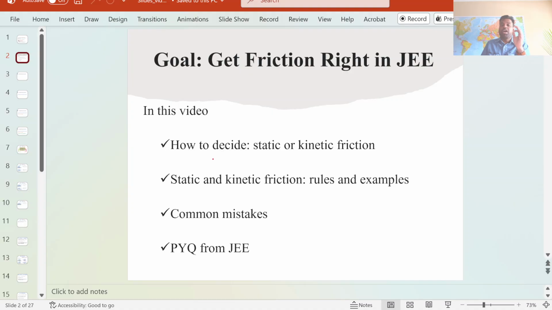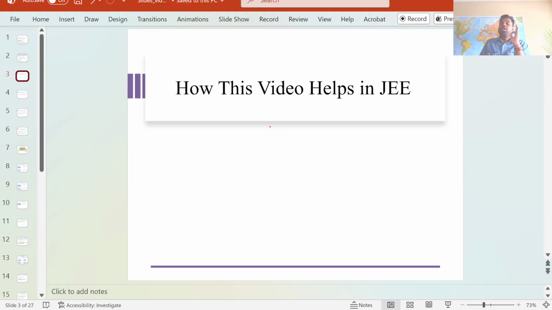We will start with how to decide whether the friction is static or kinetic. Then we will talk about the rules and examples for both static friction and kinetic friction. We will also talk about the common mistakes or traps that students fall into. Then we will look at some past year questions from the JEE exams. So let us start with how this video is going to help you in JEE.